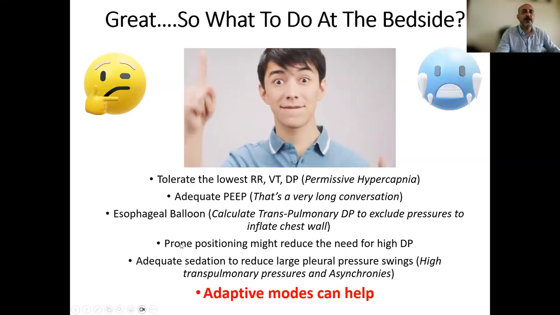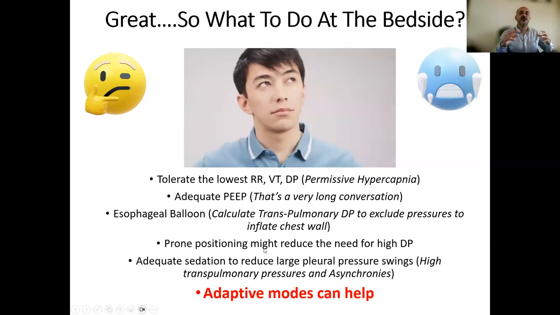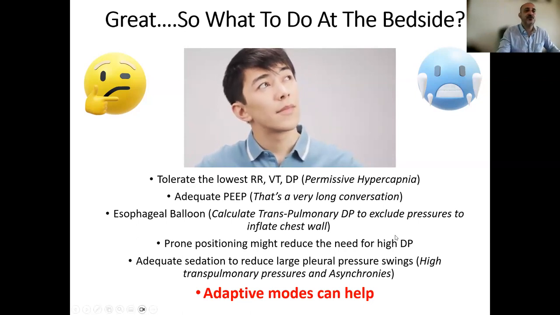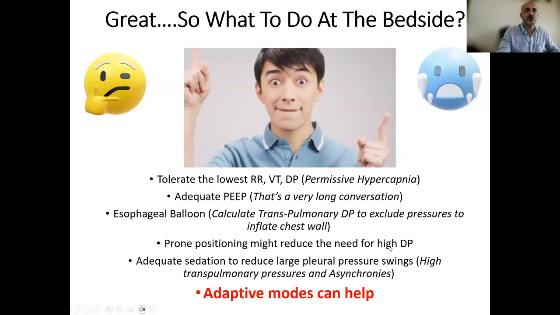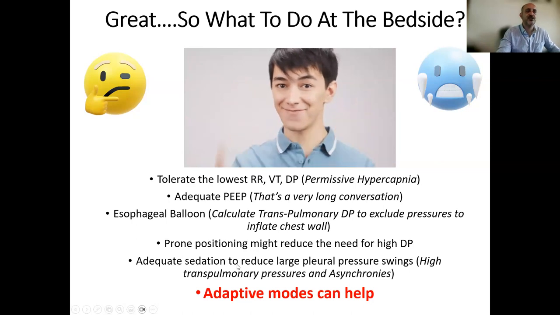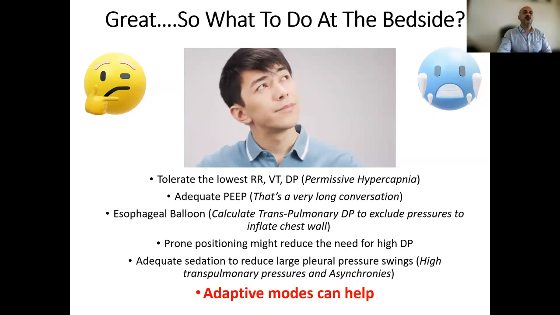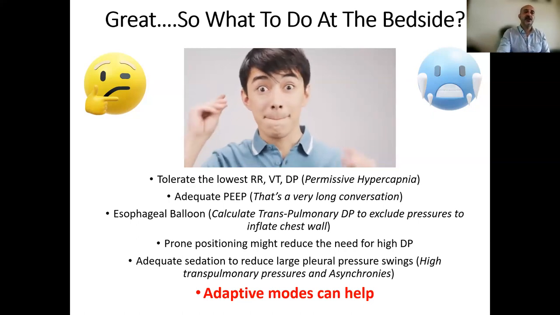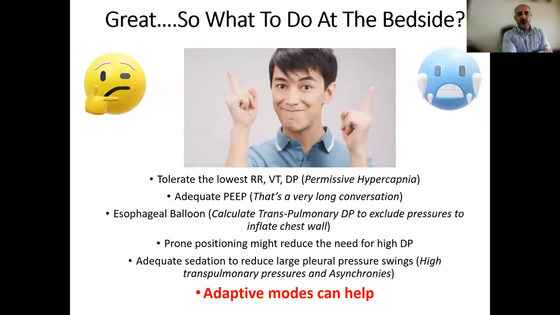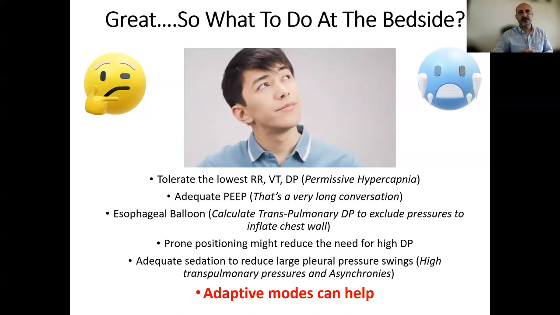How about the prone position? If you think about it, the prone position actually improves lung heterogeneity, so it tries to make the lung more homogeneous, and you might reduce the need for high driving pressure or high mechanical power. Of course, you have to look at adequate sedation to reduce the large pleural pressure swings and high transpulmonary pressures. And asynchrony, of course, plays a big role in this. So we do what we have to do at the bedside, but again, we can't look at only one parameter.